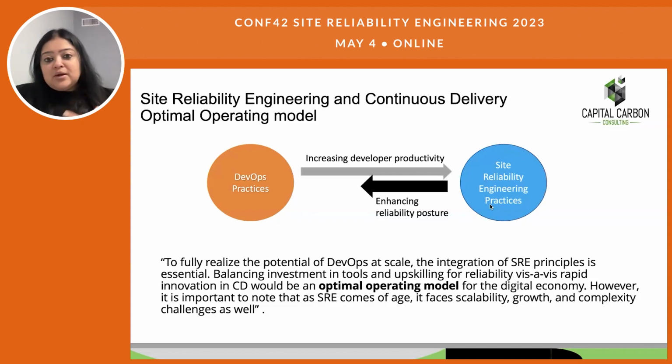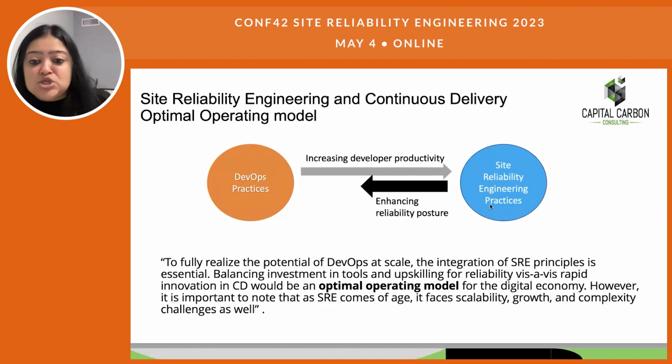So we see that these two mutually enforcing practices have been in the making for several years now, and we are at a stage where we would like to discuss how site reliability engineering and DevOps would be pivoting to an optimal operating model. And to fully realize the potential of, let's say, DevOps at scale, the integration of SRE practices is essential. Everybody agrees to that today.